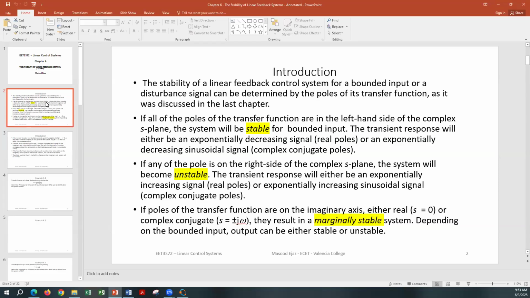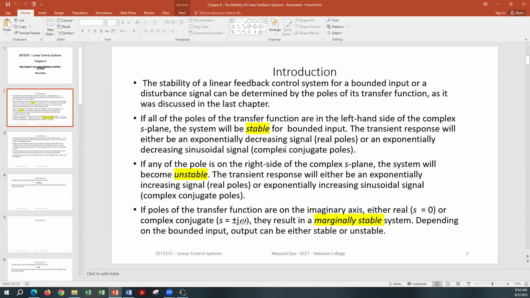We are going to look at that, and we're going to see how we can use that criteria to find the value of the gain of a controller in a system, such that the system turns out to be a stable system or an unstable system. So once again, to review what we discussed last week, stability depends upon the poles of the transfer function, where the poles of the transfer function are located. That determines if your system is stable, unstable, or marginally stable.